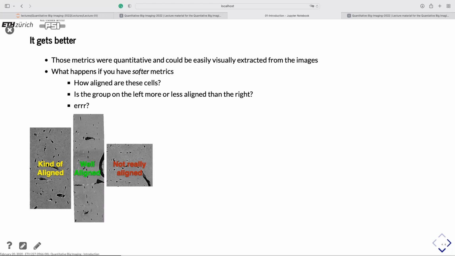And then the question is, is it more aligned in this region than in that region? Or how is the alignment organized region-wise? And that's also a question of how you can put numbers on it, because in the end, you want to have numbers that can tell you this information.